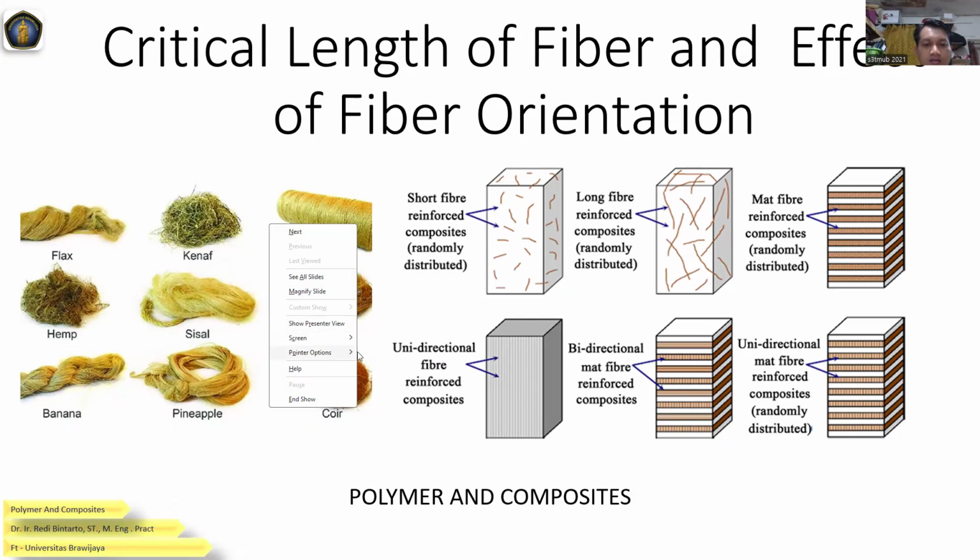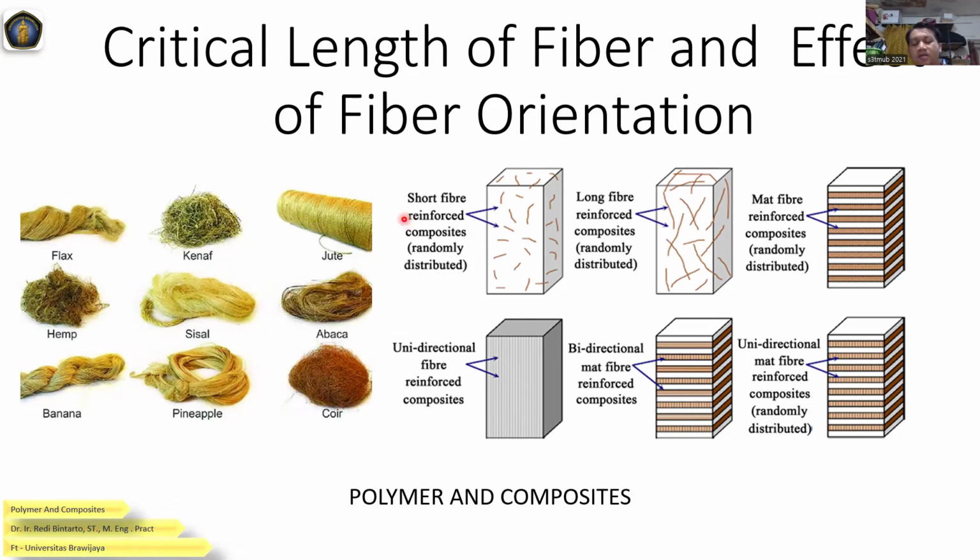Not all the fibers have the same dimension, between the length and diameter and volume of the fiber. So when we want to assemble a composite, we have to know how to arrange the fiber itself, because the effect of the fiber orientation and the length of fiber is different.